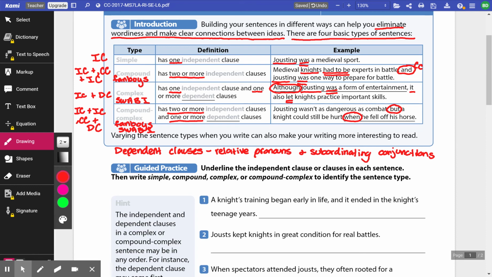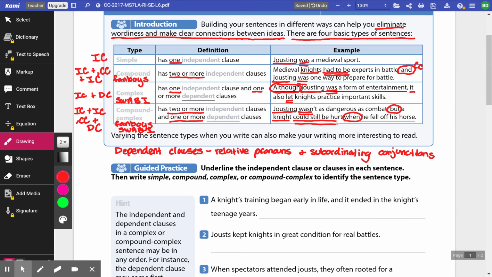"Jousting wasn't as dangerous as combat." Well, you can put a period where that comma is and let this be a complete sentence. So, jousting would be your subject, wasn't would be your verb. And then I have my comma with my coordinating conjunction but. And then "a knight could still be hurt." Well, a knight could still be hurt, you could capitalize that A and put a period after hurt, and that could be a sentence all on its own. So a knight would be your subject, could still be hurt, that phrase is your verb phrase right there.